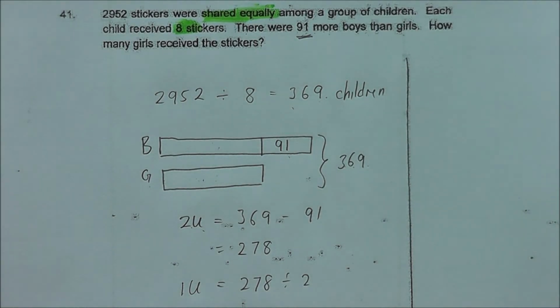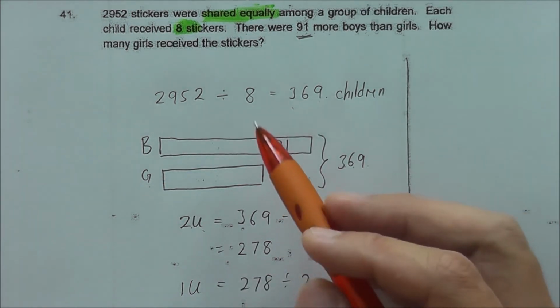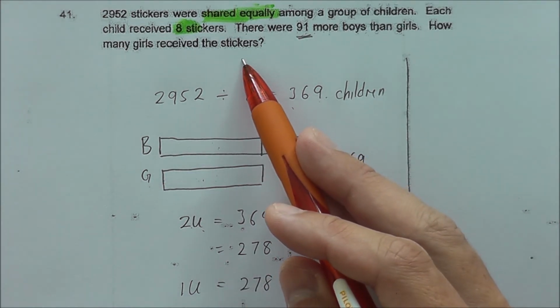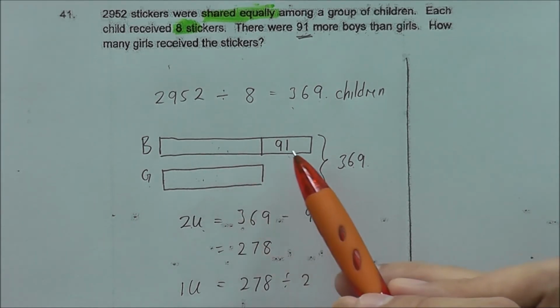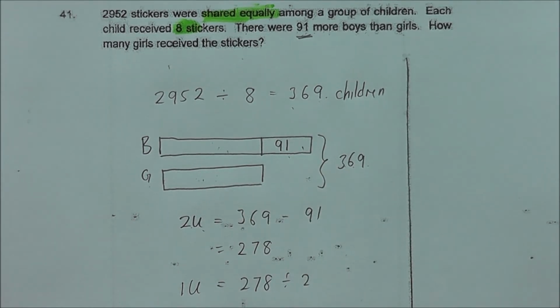So to stretch the question a little bit, if the question asks you for the number of boys, then you will just take 1 unit plus 91. Just take note how to draw this model, because once you can draw this model, you should be able to find out the number of boys and girls easily.